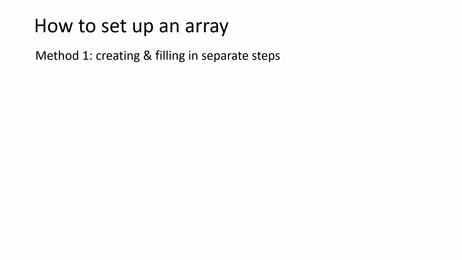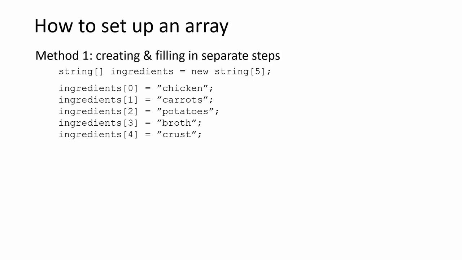even though it would be at index 2. So to set up an array, there's a couple of different ways you can do this, and both work fine. One would be to create and fill your array in separate steps. And so what you could do is create your array, and you do that by saying what type of array it is. You have your square brackets to indicate it's an array. Ingredients would be the name of the array, and then you would say new string array with 5 elements. Then I would have to fill each individual element separately.